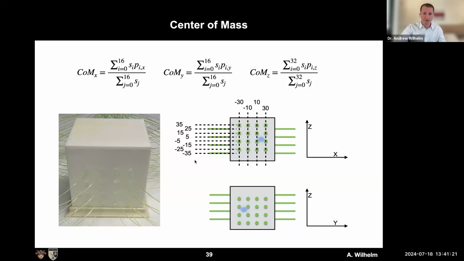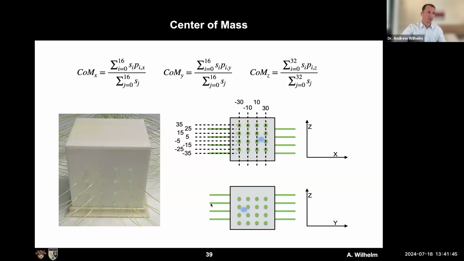And then similarly in the YZ plane, which would be the other one over here, we again can use 16 fibers to inform the topological reconstruction via the center of mass method in the Y direction. And then for the Z direction, all of the fibers are orthogonal, and so we can use all 32. Because of that, we have twice as much information in the Z direction as we do in the X and the Y direction.